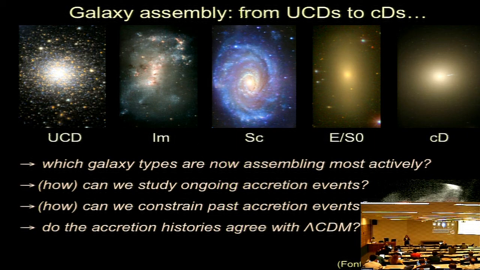So we're going to use the globular clusters and the starlight together to try and address some of these questions. Which galaxy types are assembling most actively today? How can we study the ongoing accretion events? Can we constrain past accretion events? And how does all of this compare to our expectations from lambda CDM?